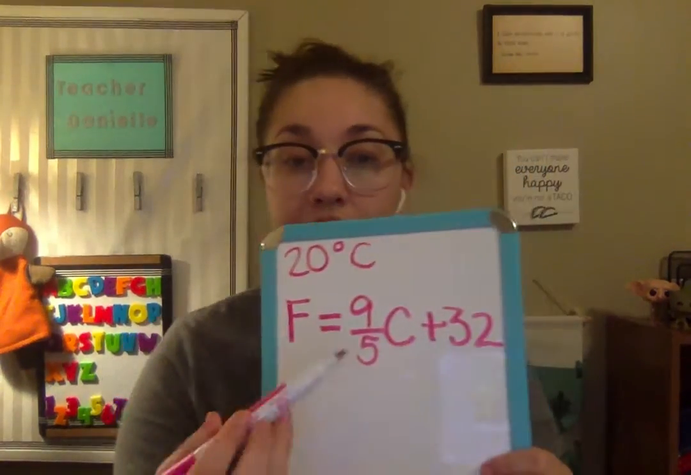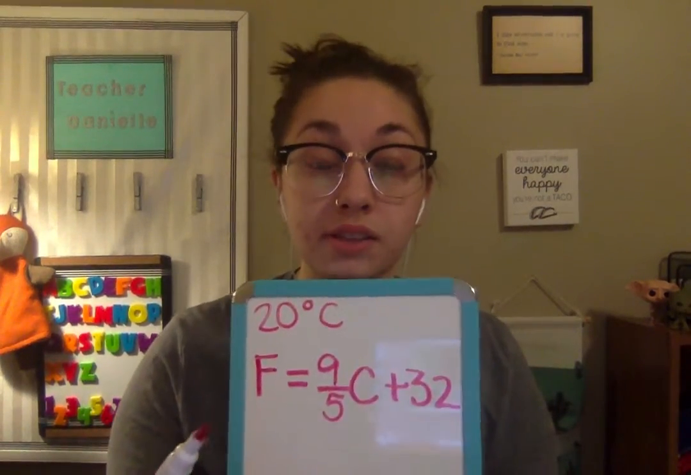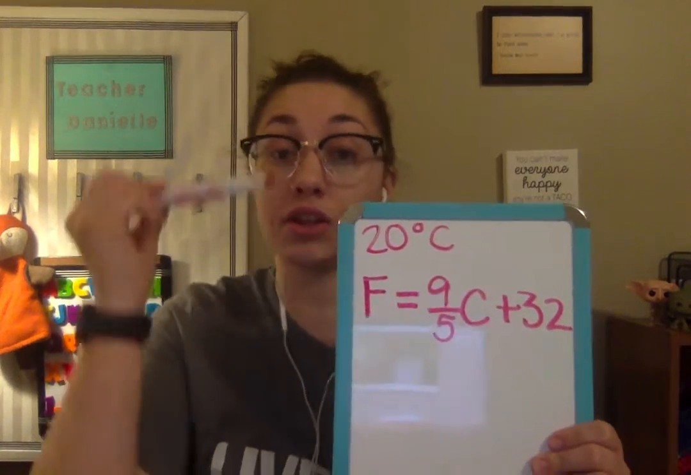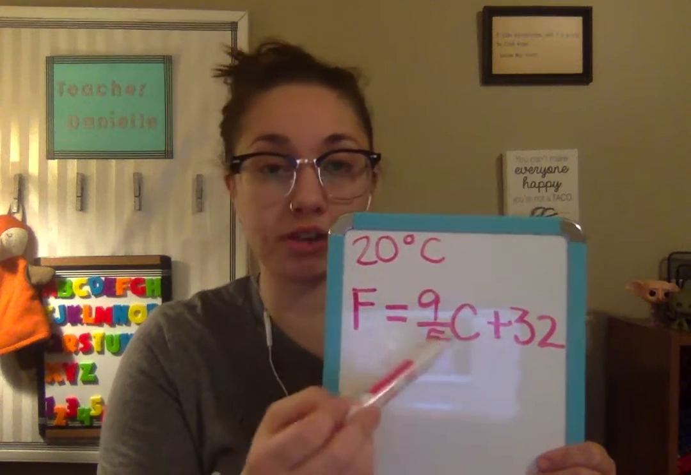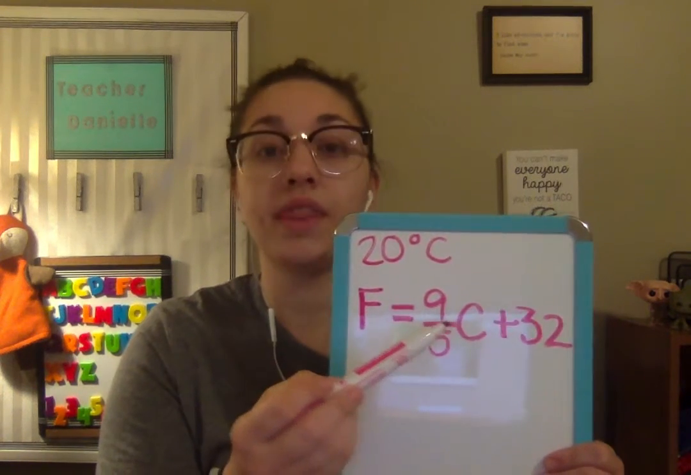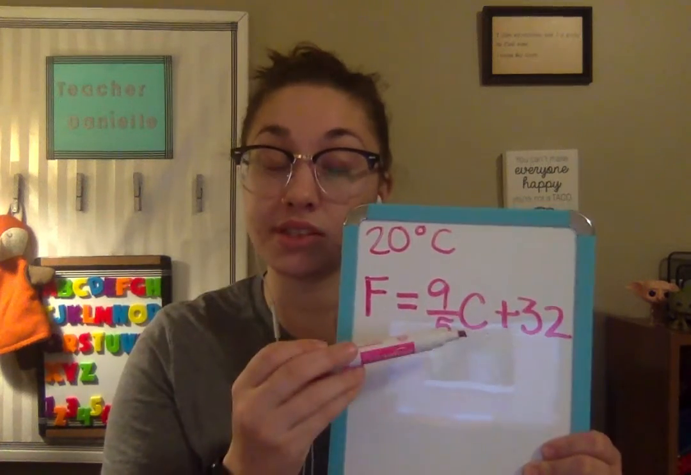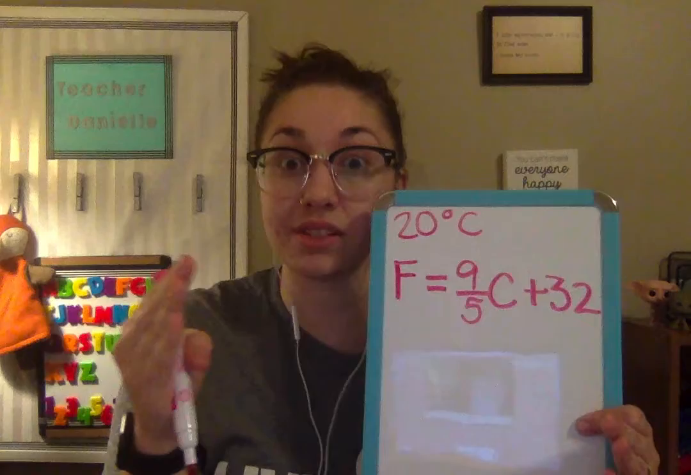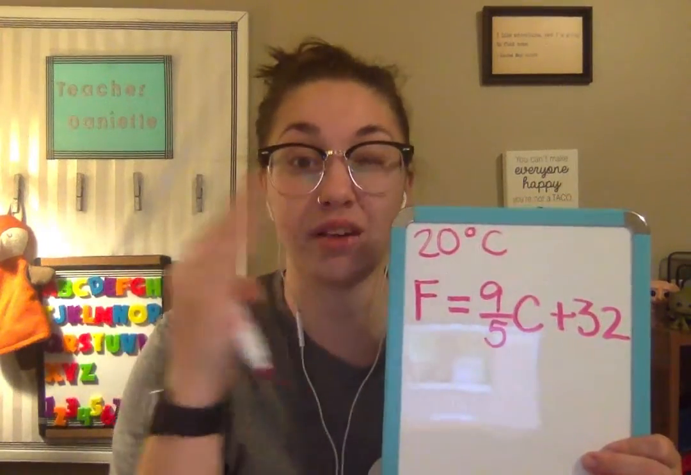And the reason we add 32 here at the end is because of the freezing points. Celsius's freezing point is at 0, and Fahrenheit's freezing point is at 32. So when we do the multiplication process with our fractions, that gets us the number in relation to the freezing point for Celsius. But then we have to add the 32, which accounts for the difference in the reference point of where freezing point is between the two scales.